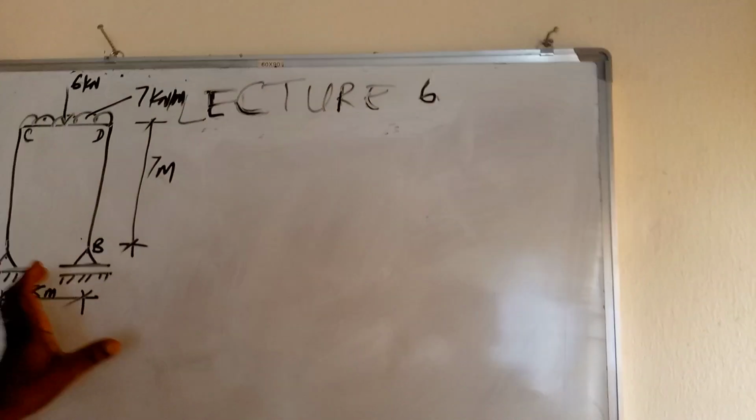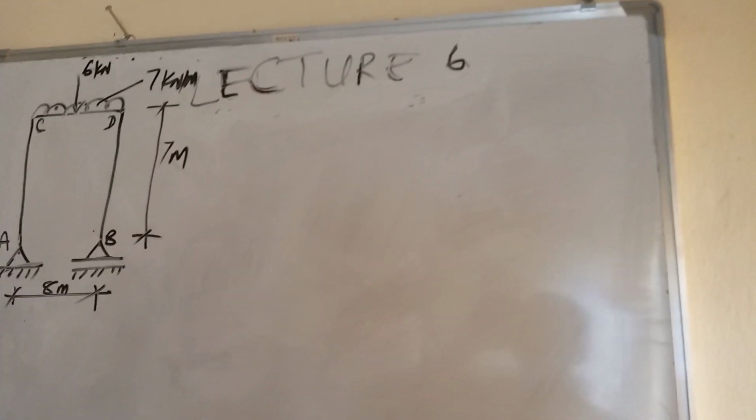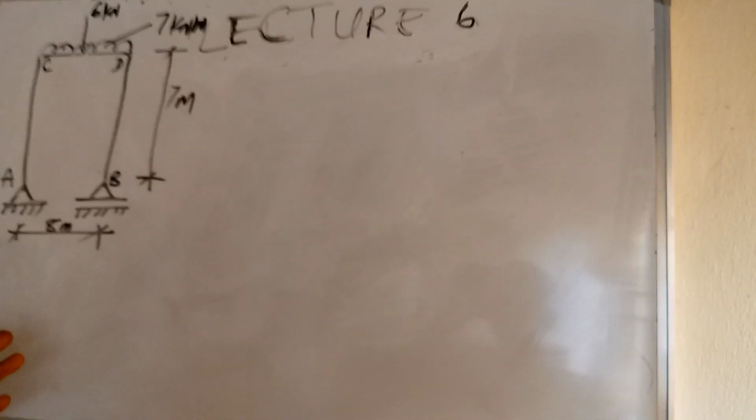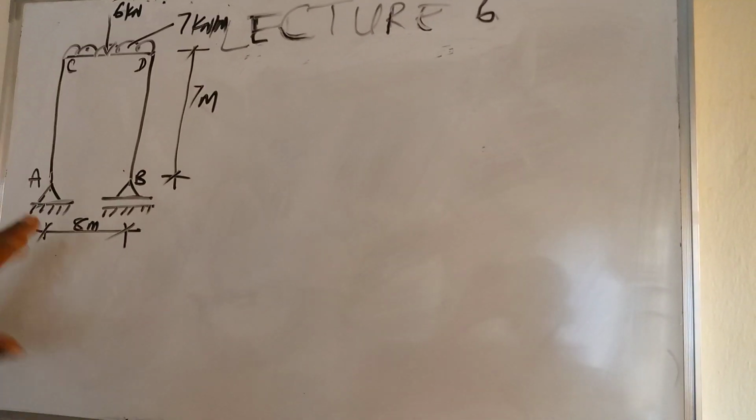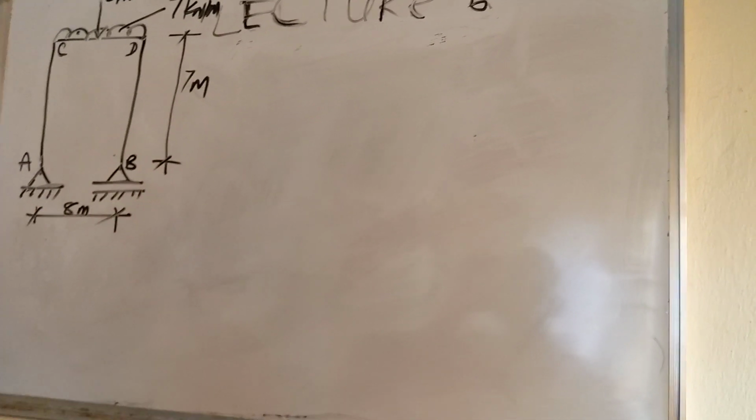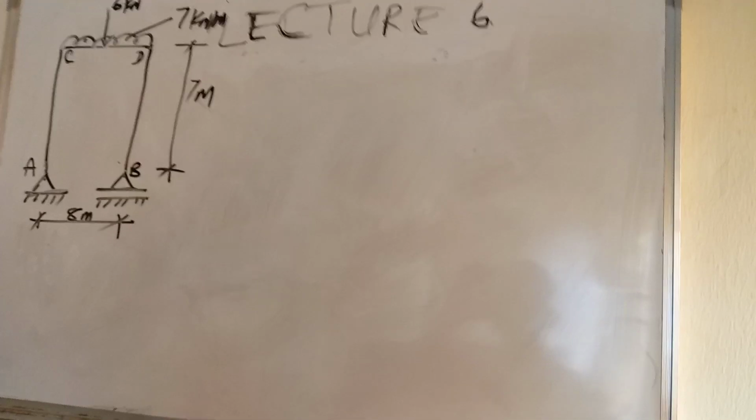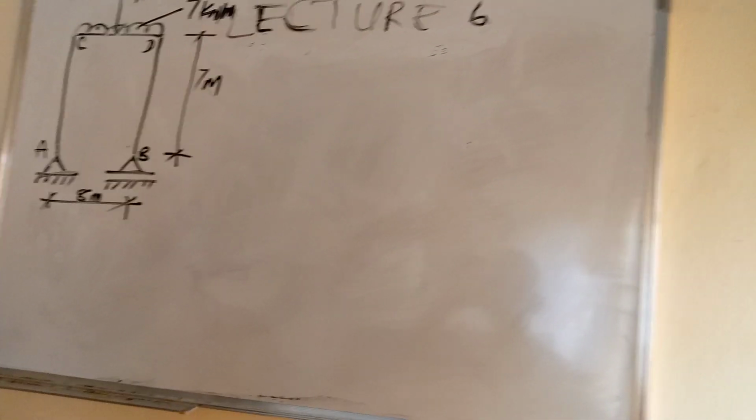But here there are two supports at A and B. This is not a knee frame. So for us to deal with this, we have to get the values of the reactions at A and B, because we don't know them. In the other one, we know that there is only one support. This one has two supports.